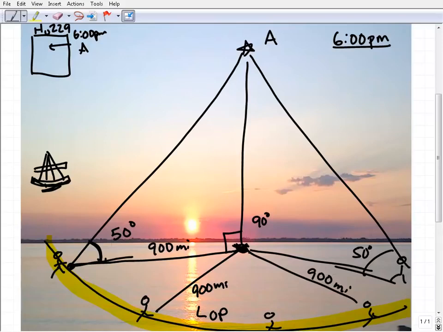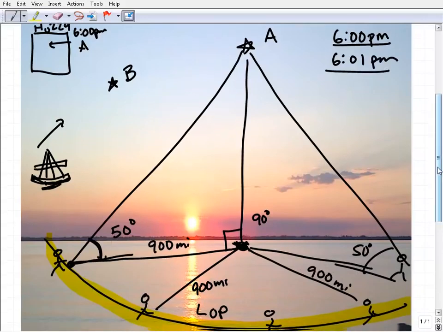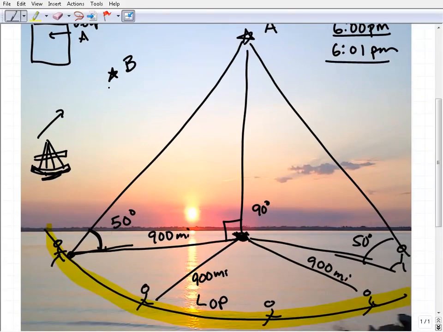Well, I look in the sky and I look for something else. I come over here and I see, lo and behold, star B twinkling over here. And I'm like, oh, star B. Let me go ahead and take a look at you at the same time. Well, actually, let's say it's 6:01 or 6:02 p.m. And I do the same thing with star B. I go through the whole rigmarole, just as I did here.